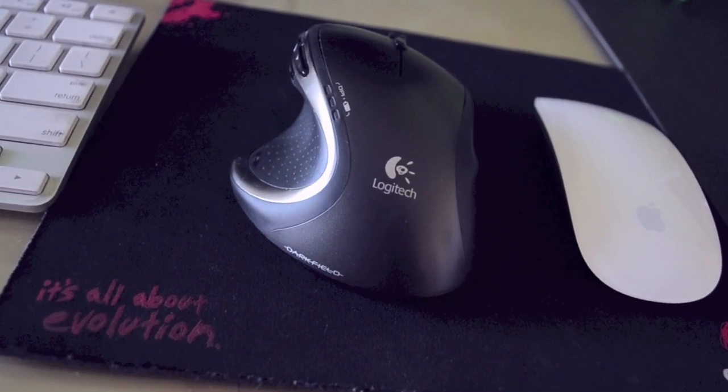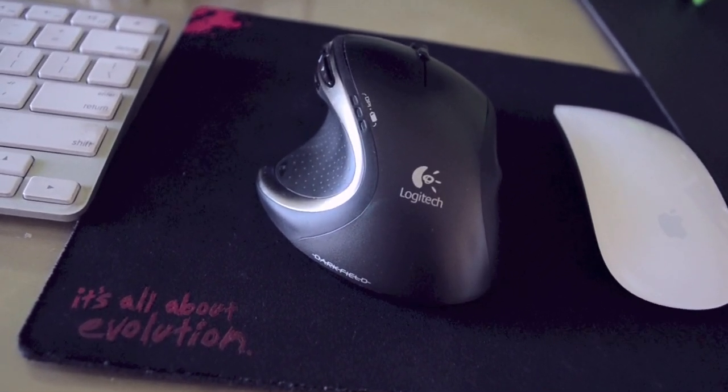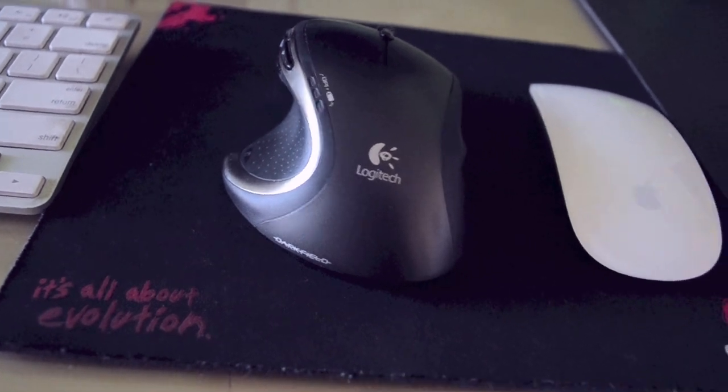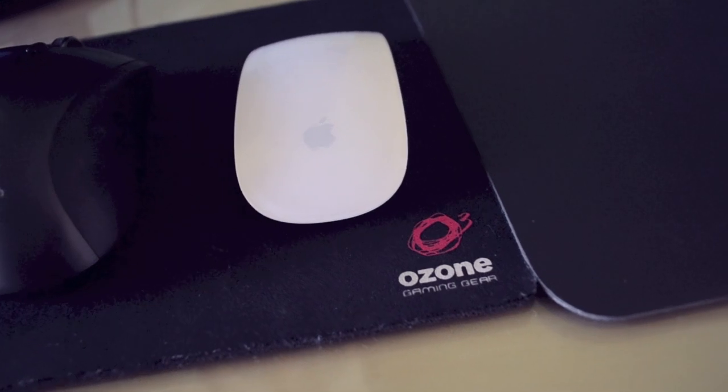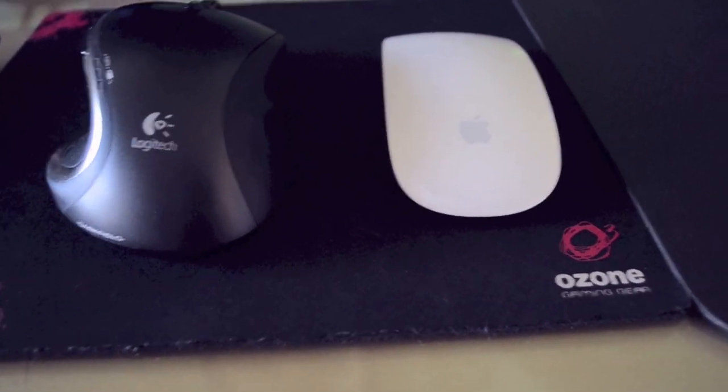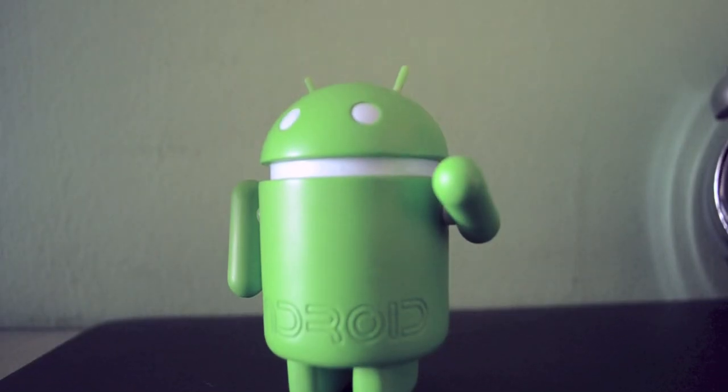Now, I use two mice. My primary mouse of choice is the Logitech Performance MX mouse. It's a very ergonomic mouse and has lots of multiple functions that you can use every single day. Next to that, I also do have my Apple Magic Mouse, which I basically use whenever my Performance MX is out of battery. Both of them are sitting upon the Ozone Ground Level S gaming mouse pad.